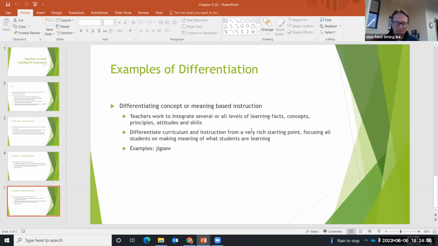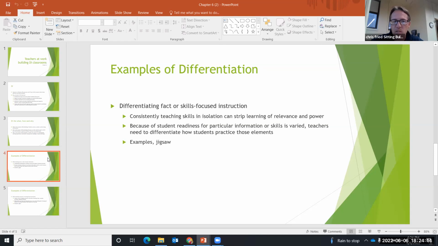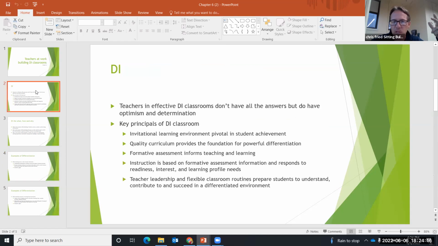So, what questions do you have on this part, on some of these different components: concept and meaning-based instruction, fact and skill-focused instruction, and then some of these principles here that we want to have as our foundation for a differentiated instruction classroom? Any questions on those? Okay. All right.